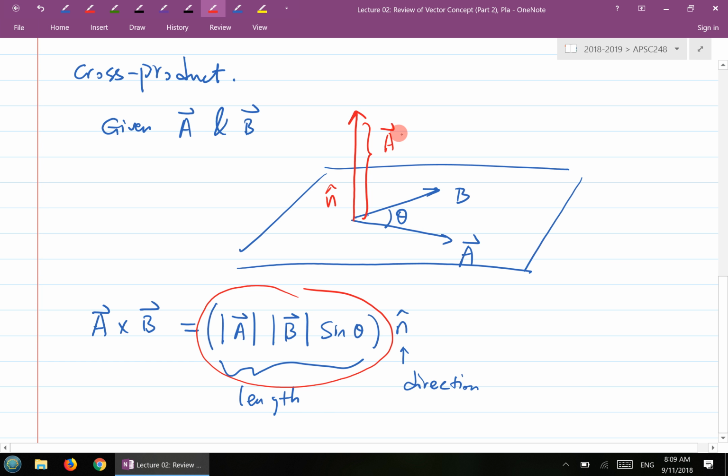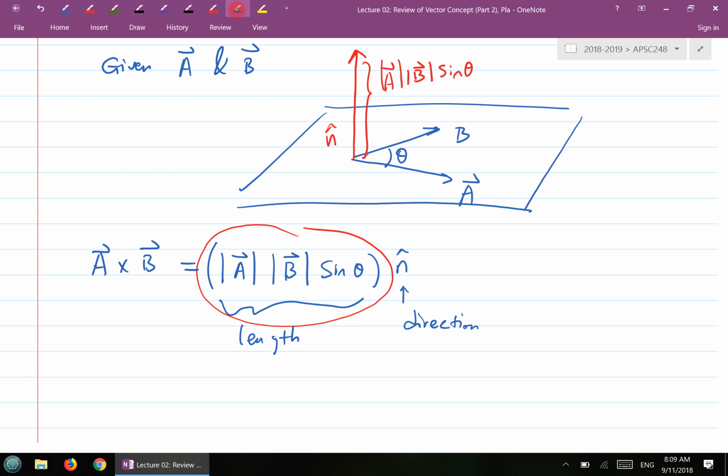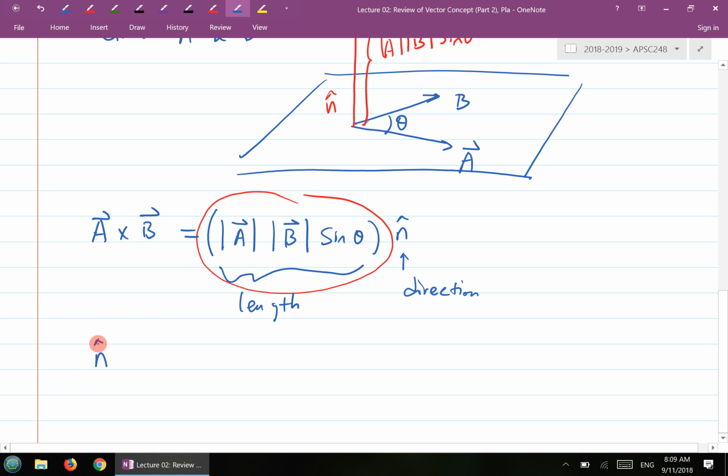So this is length A, B, sine theta. That's the definition of the cross product here. And it yields a vector which is perpendicular to the plane formed by A and B. We actually use this quite a bit when we deal with planes in 3D space. So I'm going to just write it here: n hat is perpendicular to the plane formed by A and B. That's the cross product.